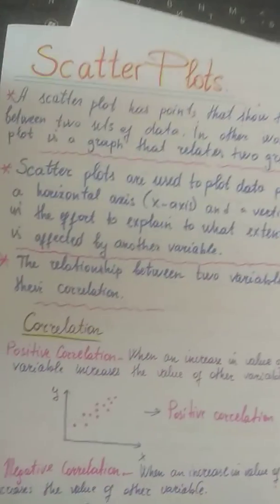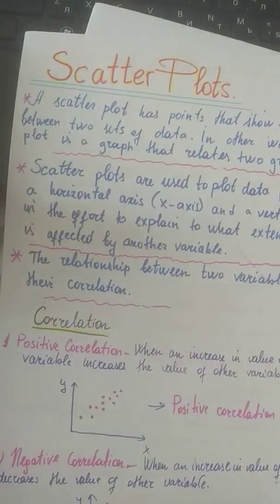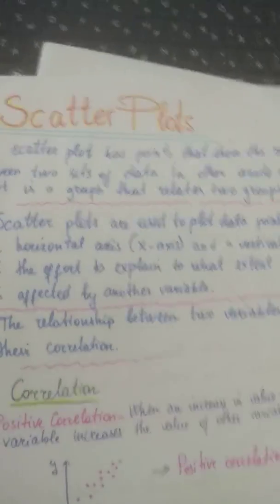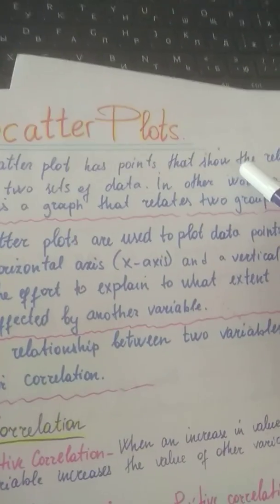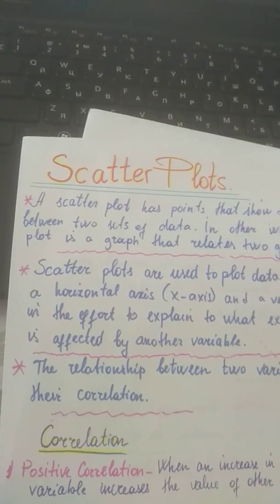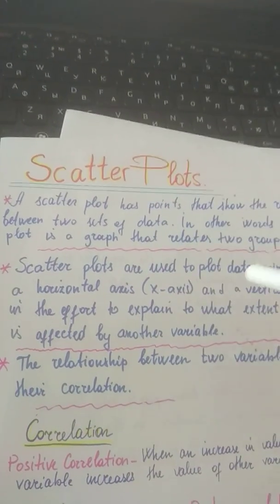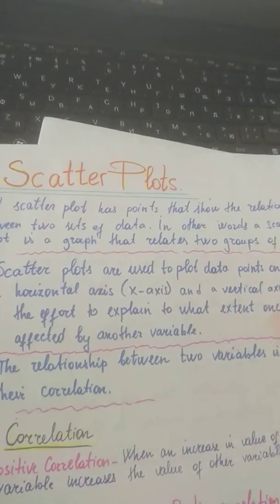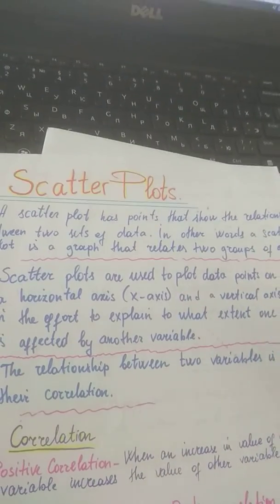The meaning of scatter plot is that a scatter plot has points that show the relationship between two sets of data. Scatter plot has points that show the relationship between two sets of data.